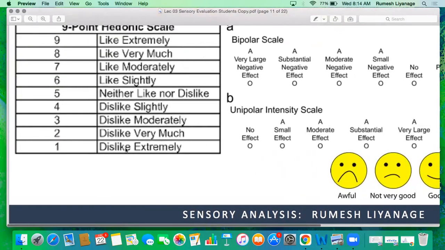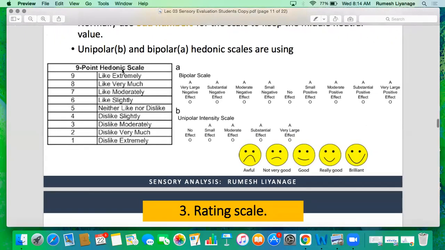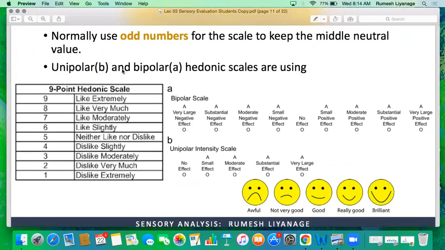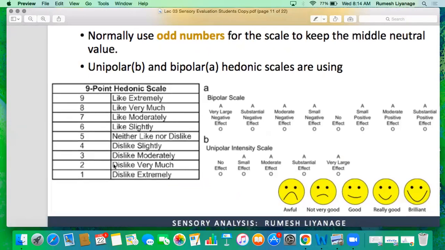It is number 1, dislike extremely. Number 9, like extremely. 2, dislike very much. 8, like very much. Then dislike moderately, like moderately. Dislike slightly, like slightly. So you can see the similarity and psychological distance in between these verbal anchors. Right? That is very important to maintain.